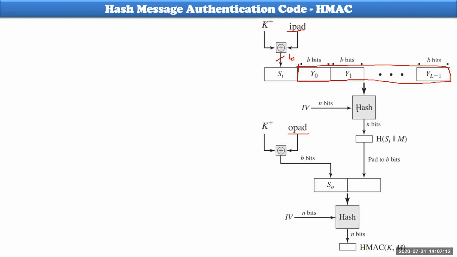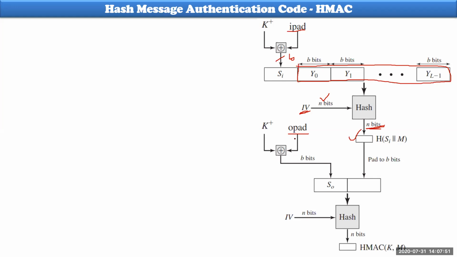This hash function takes 2 inputs. One is K plus iPad exclusive OR, plus your plain text. The second input is the initial vector. Obviously, SHA takes some initial vector, which might have n bits. So B bits and n bits are applied to this hash function, and it provides n bits of output here.